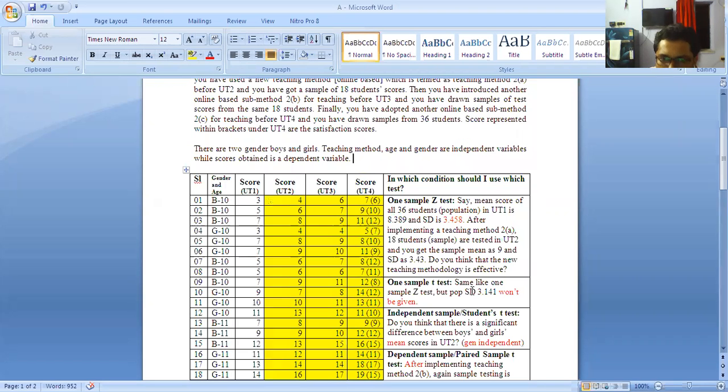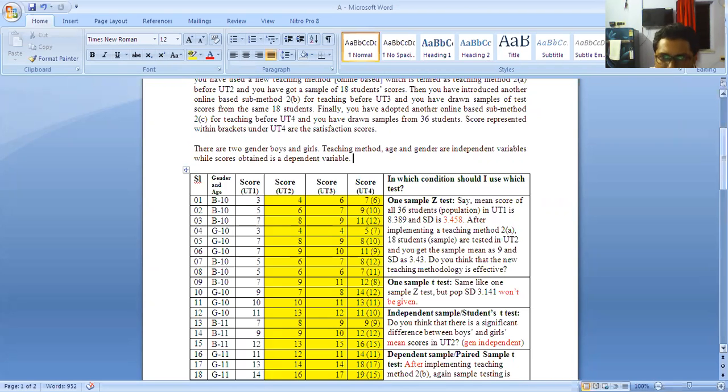So to ensure that the new teaching methodology is effective or influencing, in order to understand this type of concept, you should use one sample Z test.